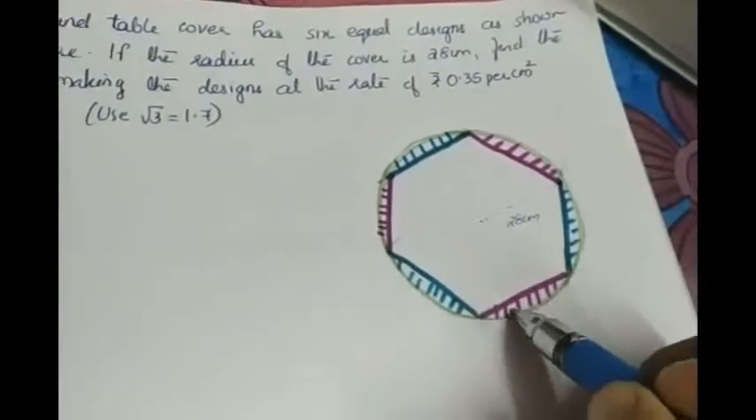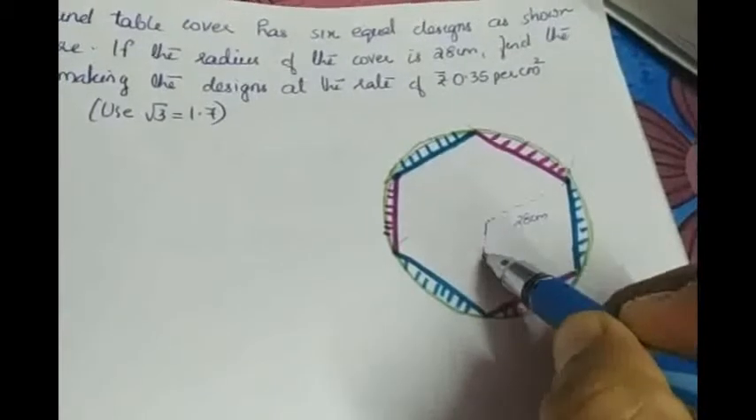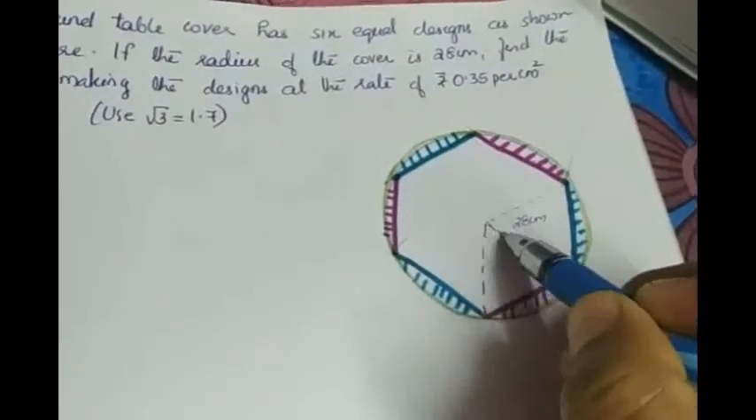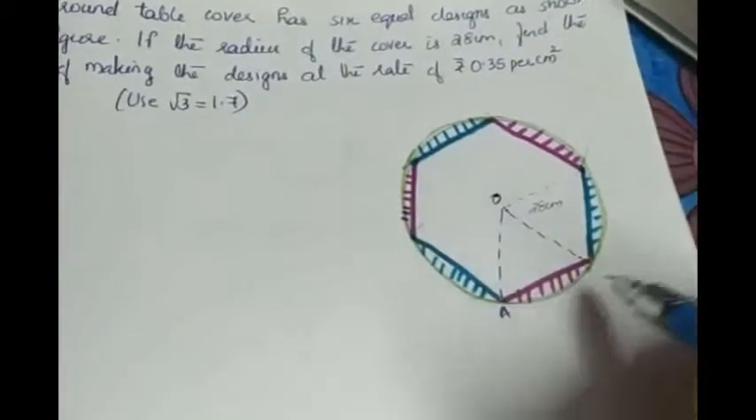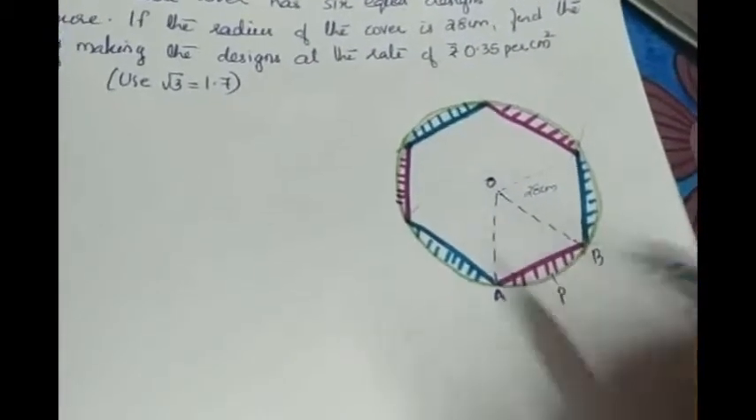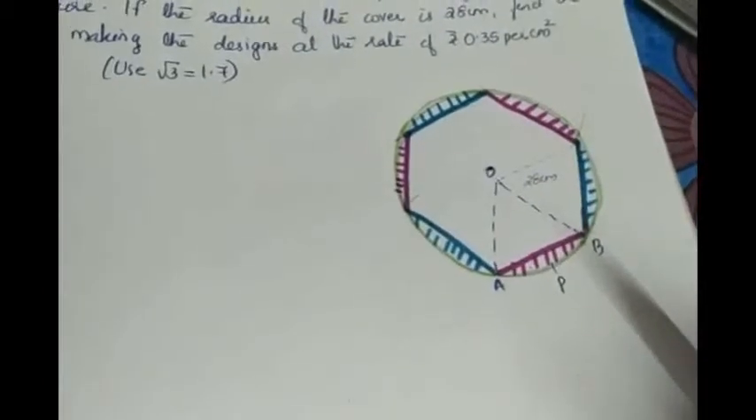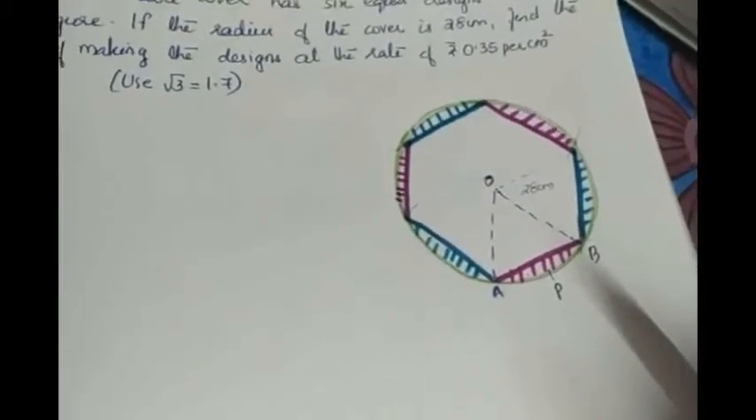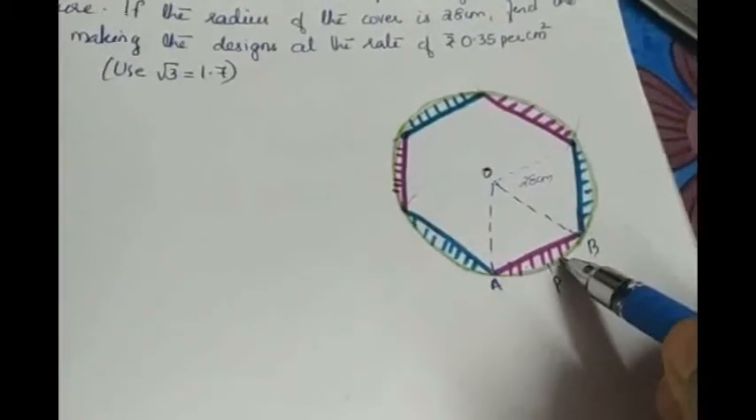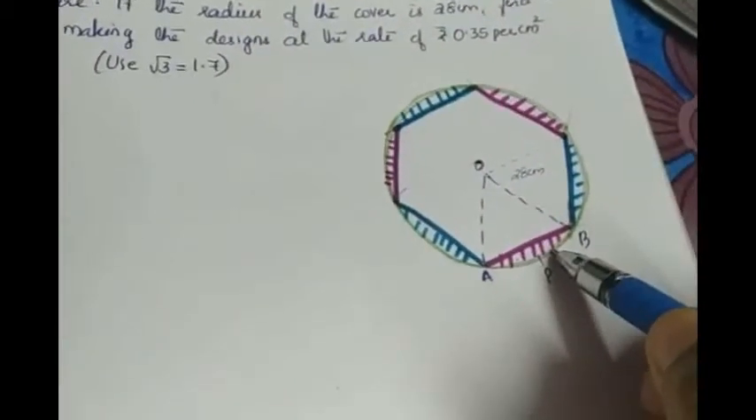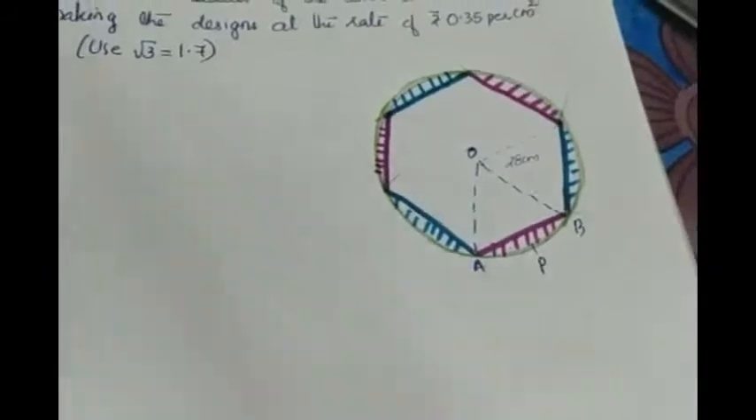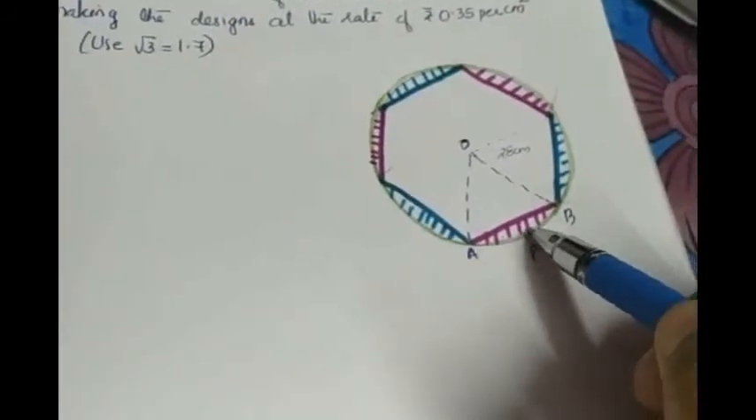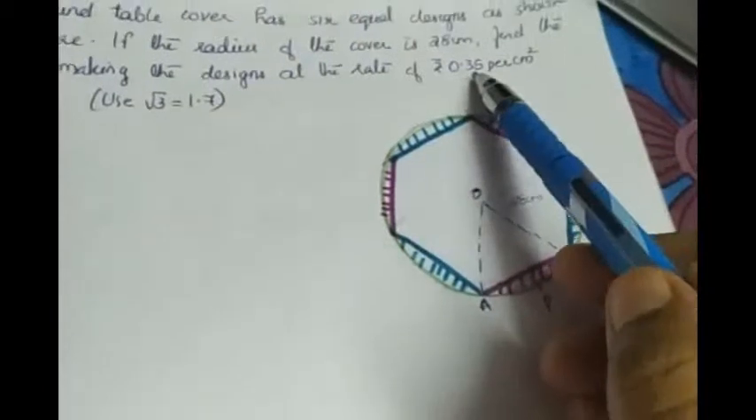So what about the design? If I am joining the center with these 2 points, and I am naming them A and B, and here let it be P. What is OAB? It's a triangle, isn't it? What is OAPB? It's a sector. And what will be the shaded region? It's a segment. So what we have to calculate is the area of one segment. And there are 6 equal designs. So we have to calculate the area of 6 segments and multiply that area with 0.35.